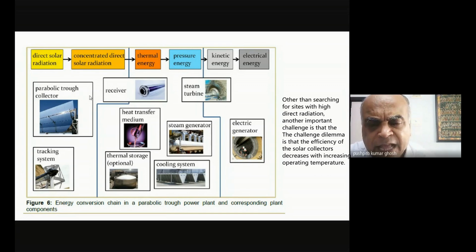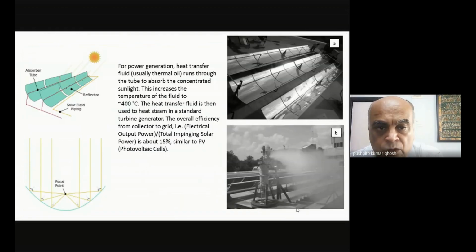I will say that the photovoltaic probably has come out more attractive, at least judging by the number of units that are coming up all over the world. The fraction of them based on solar thermal energy is relatively low.